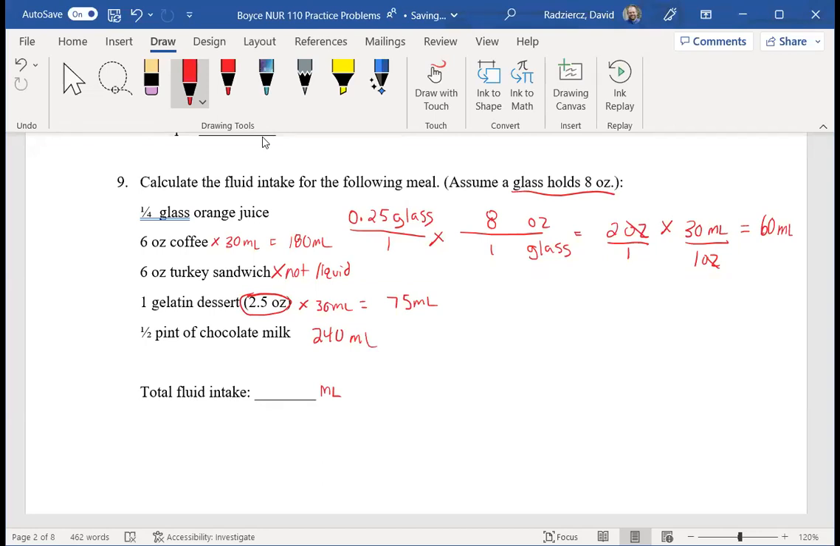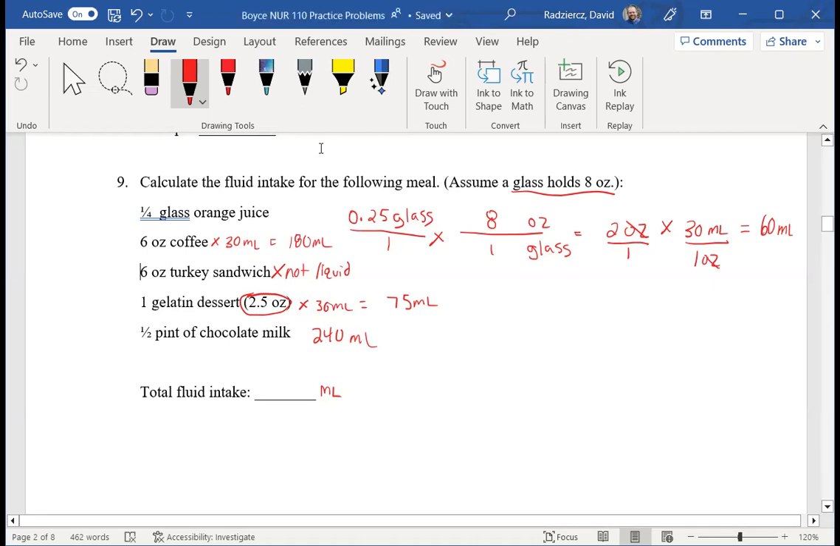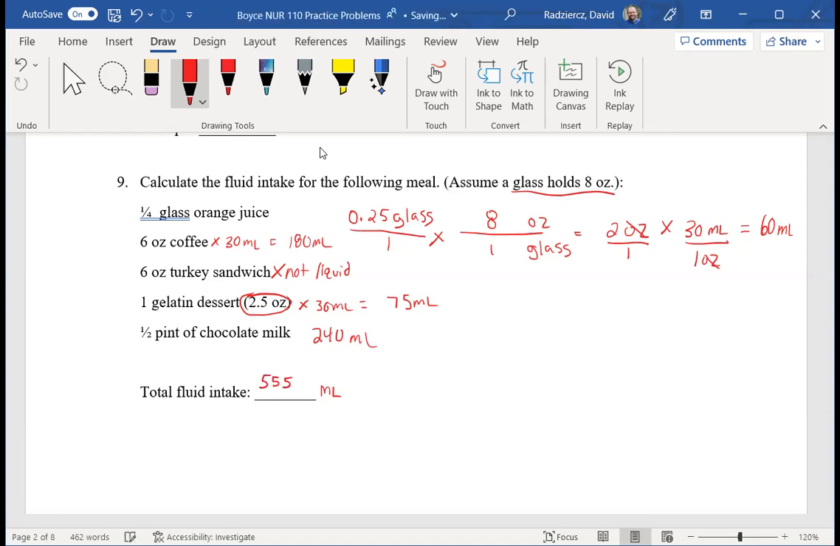And then all I'm going to do now is just add these all together. So 60 plus 180, and let me just go ahead and get my calculator out. 60 plus 180 plus 75 plus 240. And I'll have a total intake of 555 milliliters, which is about what? 2 cups, a little bit more than 2 cups, or a little bit more than a pint of fluid intake if we're going back to household units.